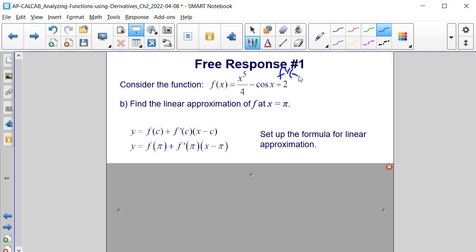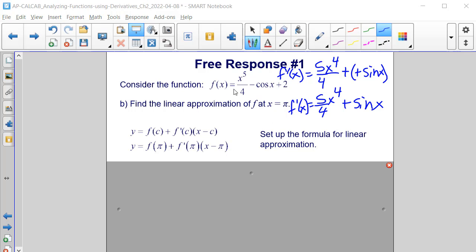So we know that f of x is equal to x to the fifth over 4 minus cosine of x plus 2. So its derivative will be, well, we can use the power rule here. The 4 in the denominator is going to remain the same, but we're going to have a 5x to the fourth in the numerator. And then we have minus, the derivative of cosine is negative sine of x. And then plus 2, well, the derivative of any constant is 0. So this minus a negative will become plus a positive. So we have 5 over 4, and then x to the fourth plus sine of x as our derivative.